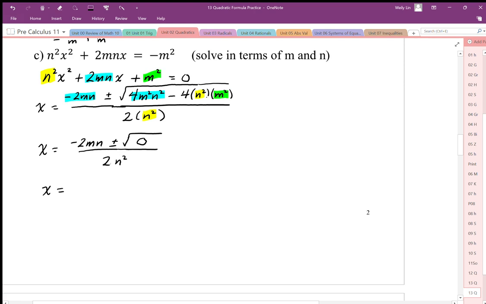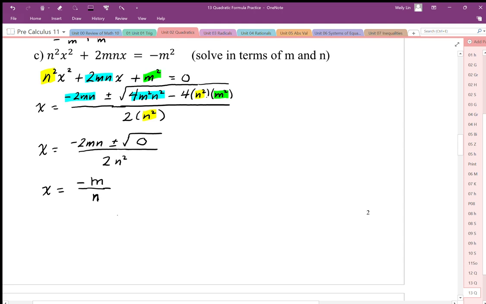So when I simplify this, the 2's cancel out. The m cancels out, so I end up with negative m on top. n and n squared simplify to just n. So my solution is just one solution at negative m over n.